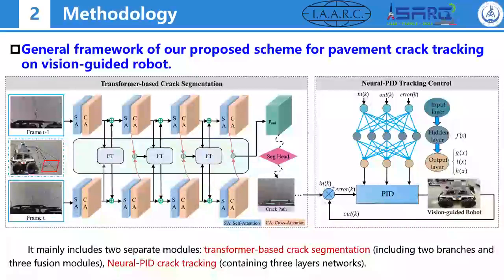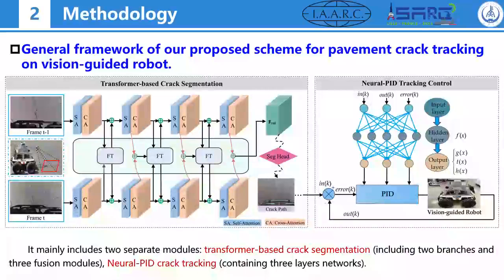This article focuses on 2 key aspects of crack tracking in road environments. Firstly, it addresses the challenge of achieving accurate crack segmentation in pavement scenarios characterized by slender cracks and complex backgrounds. Secondly, it examines the low tracking efficiency of crack tracking control methods under limited parameter tuning conditions.